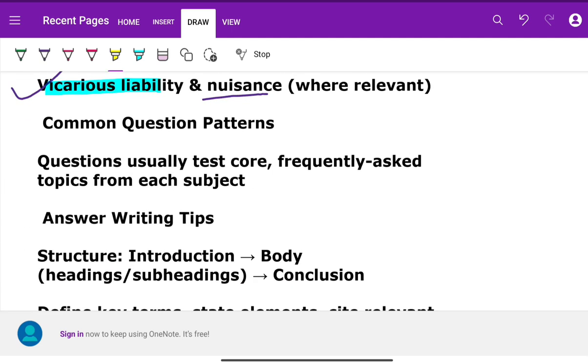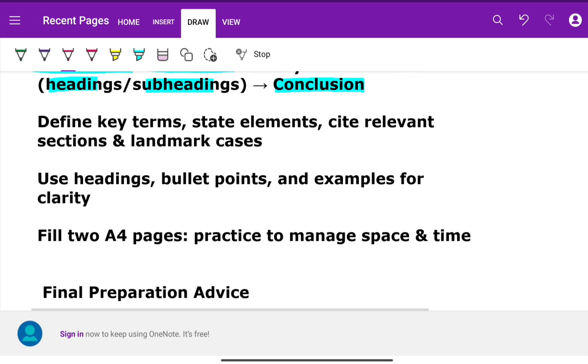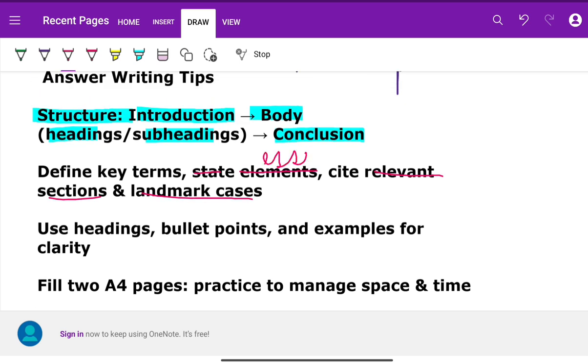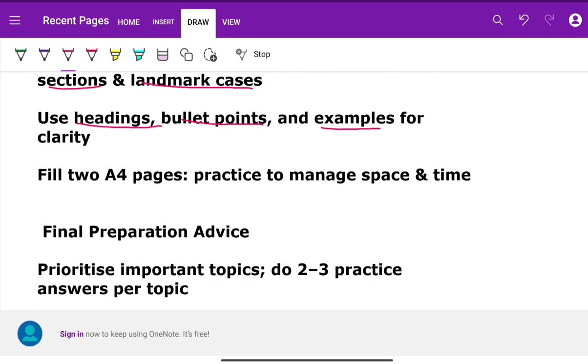So the pattern of the paper tests your core and very important topics from each subject, which are frequently asked topics. You have to write answers on those subjects, and you are given options to choose from. So you can start your answer in a structured format. First you can write a small introduction, then the body, in which you can make headings and subheadings, and then a conclusion. In the body you can explain the essentials, elements, relevant sections, landmark judgments. You can mention and explain that with the help of case law, headings, bullet points, and with examples and judgments.